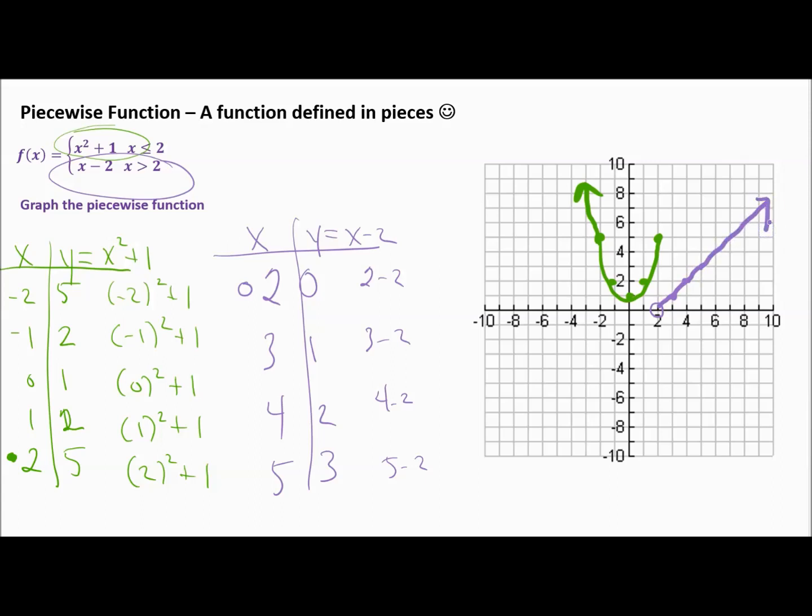Now, does that pass the vertical line test? Sure does, right? Our issue comes right in here at x equals 2, but it's open right here on the x-axis at 2, but it's filled in up here at (2, 5). So this is perfectly okay.